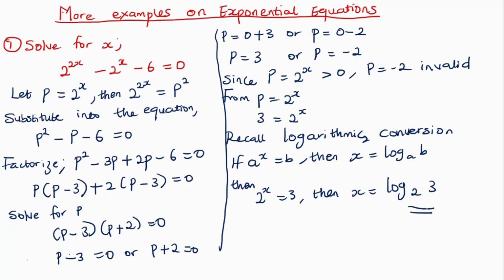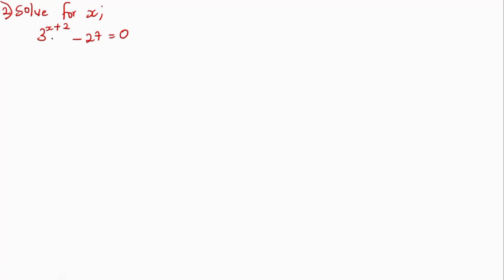So guys, this is how you can easily solve a question that looks exactly like this. So guys, let's simply take more examples. Alright, so we have this question that says solve for x: 3 raised to the power of x plus 2 minus 27 is equal to 0. So we have to solve for x.